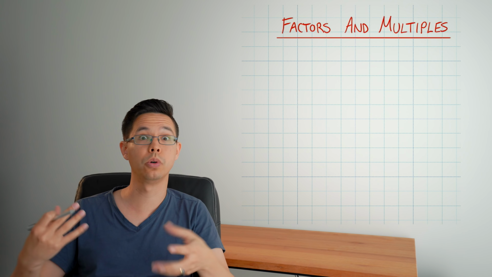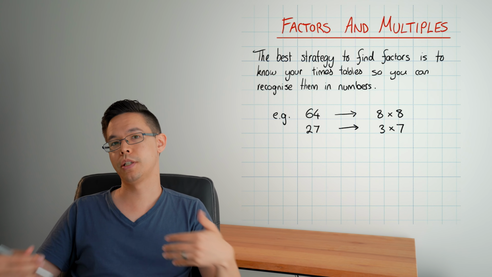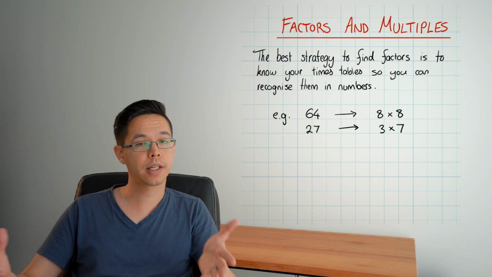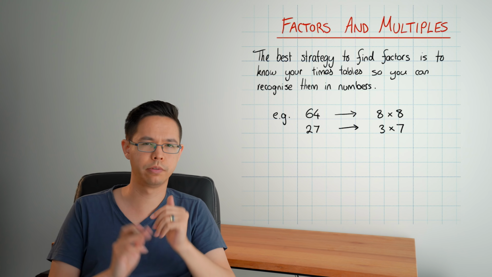So let's explore that. The first recommendation I would say is start with your times tables. If you know your times tables, you know this times this will give you this number, then you'll get a memory bank of all the possible numbers that have factors. For example, 64, if you see it, you know, oh, that's just 8 times 8. So you already have a factor. If you see 27, you know that's 3 times 9 because that's part of the times tables. That can help you, particularly for small values.